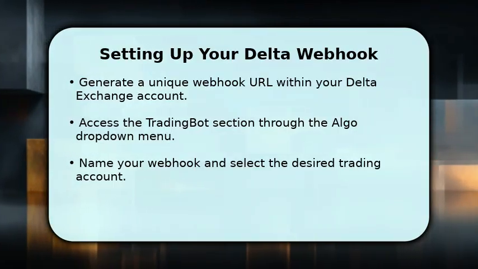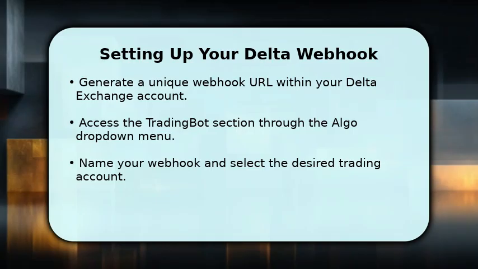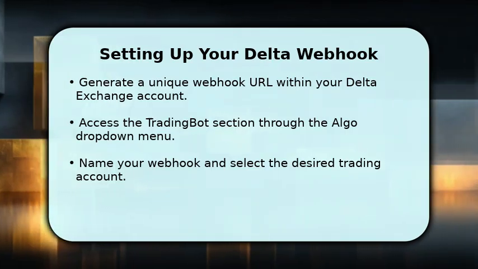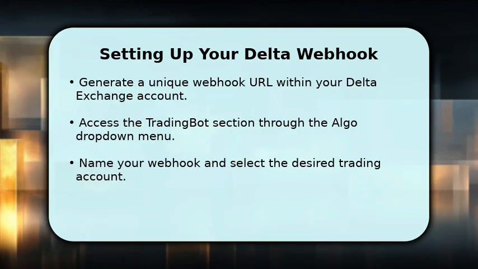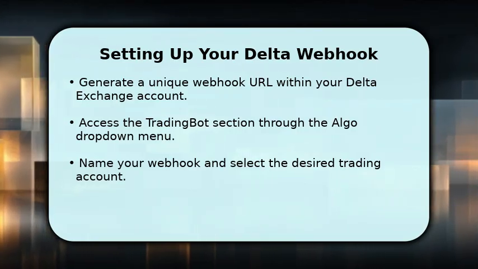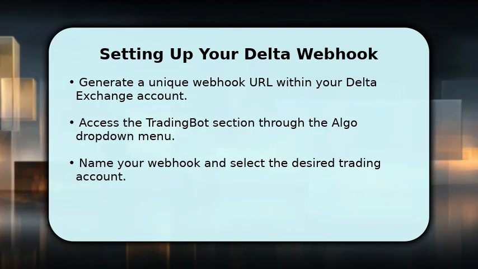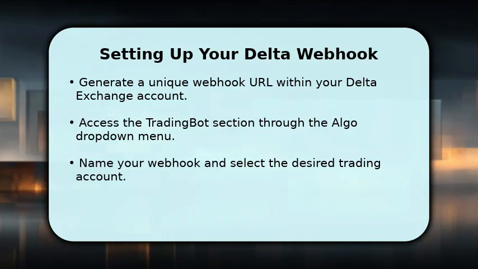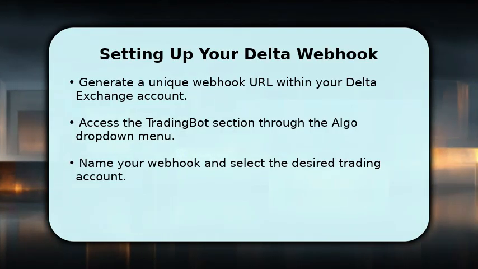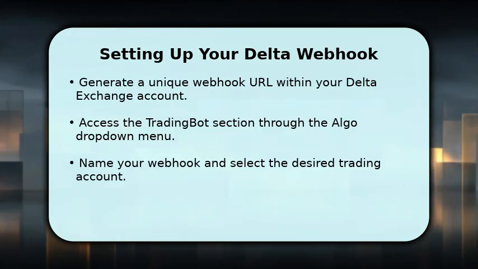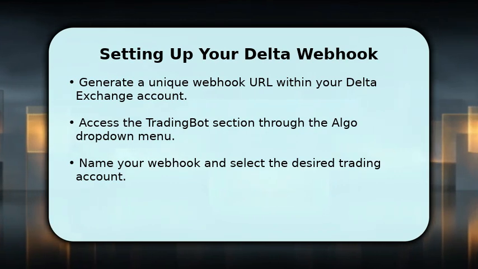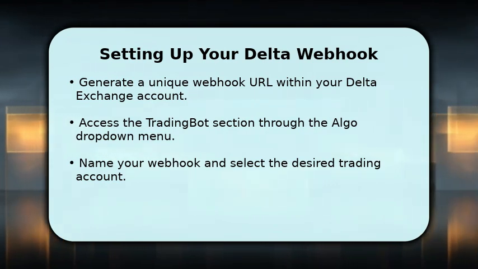First, log into your Delta Exchange account and navigate to the Trading Bot section, usually found under the Algo dropdown. Here, you will create a new webhook, giving it a descriptive name and selecting the account where you want trades to be executed. After creation, Delta Exchange will provide you with a unique webhook URL and a specific message format. It is crucial to copy both of these carefully, as they are essential for linking with TradingView.